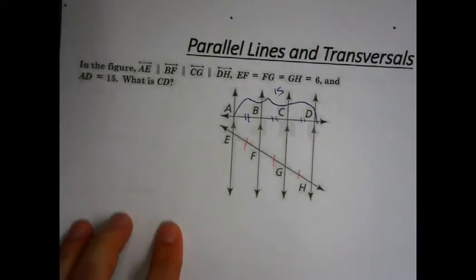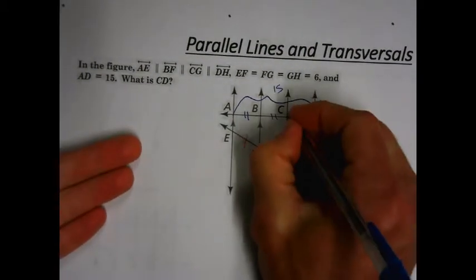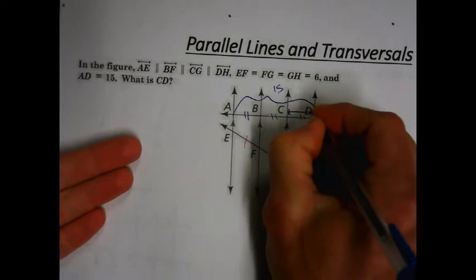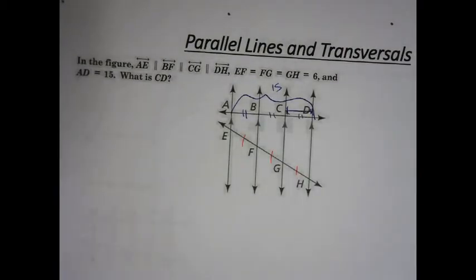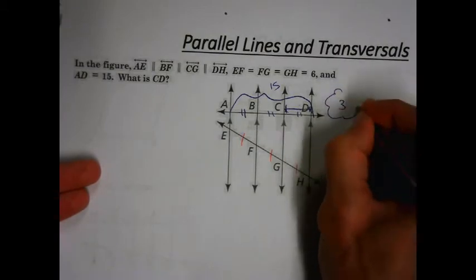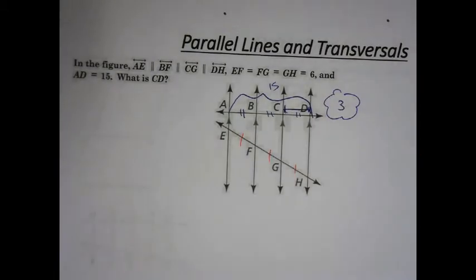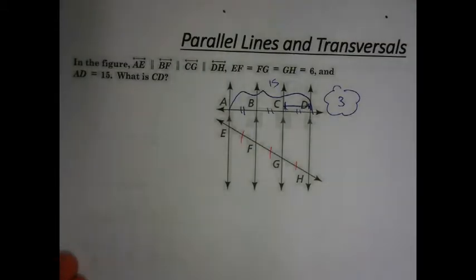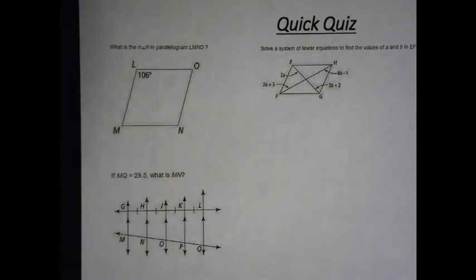What is CD? That's the question. How far is CD? If those three pieces are 15, then each piece is 3. Well, CD is 3. Ta-da! Nice and easy, right? 15 divided by 3. So we can do this stuff. It's within our grasp. We can totally do it. It just takes some practice. So let's do a quick quiz. I'm going to answer these questions super duper fast, and then we'll call it a day. This lesson is already long.